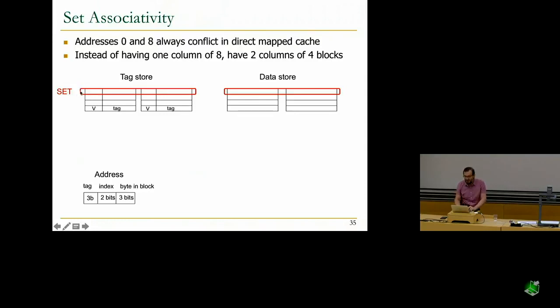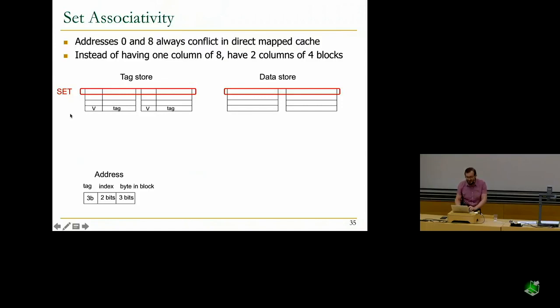Index 00 maps to over here. But all addresses that have index 00 can be stored either here or here, now in the tag store, in the data store here or here. Basically, we've provided more locations in the same index to house two blocks. And now whenever you access the cache, the access sequence is like this.